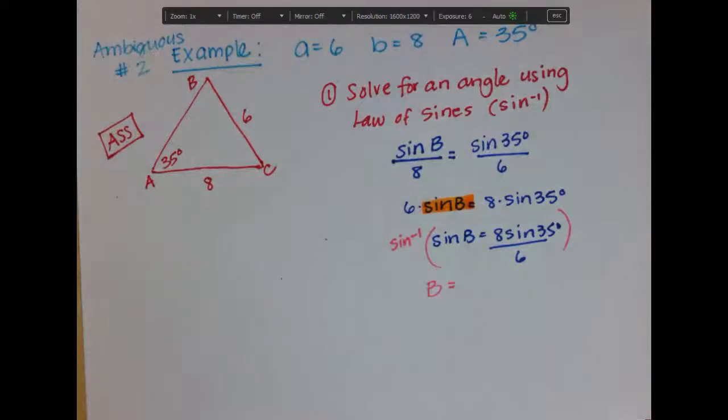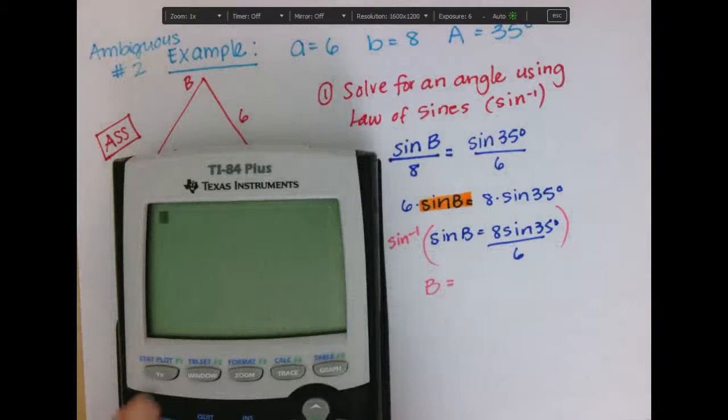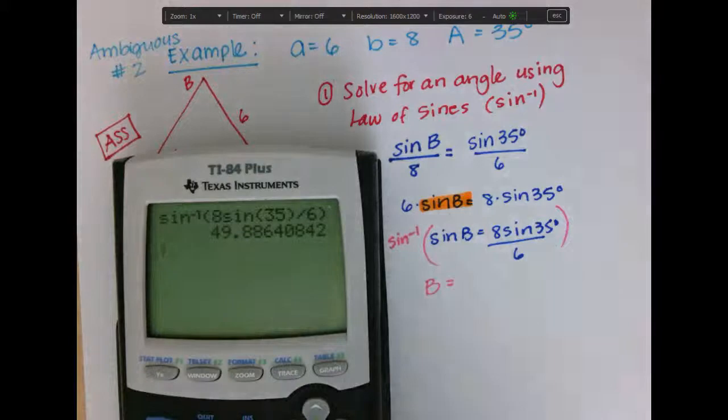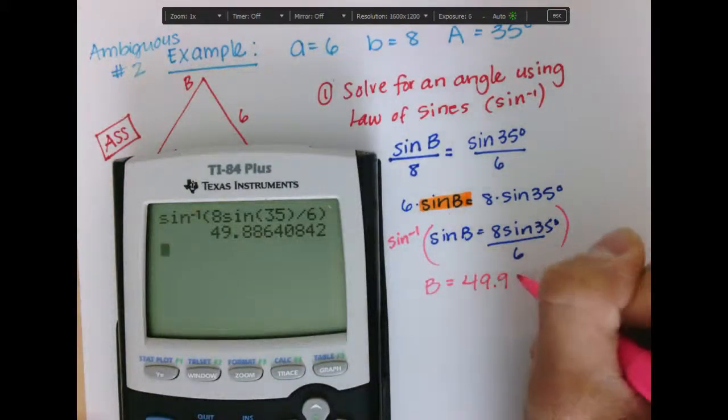And if we actually calculate the inverse sine, let me show you on my calculator what that's going to look like. Inverse sine of 8 times the sine of 35 degrees, divided by 6. And that gives me an angle of 49.9 degrees.